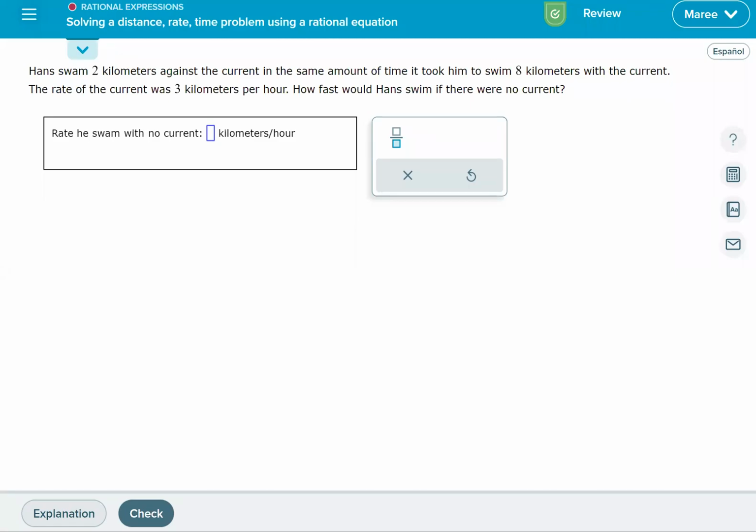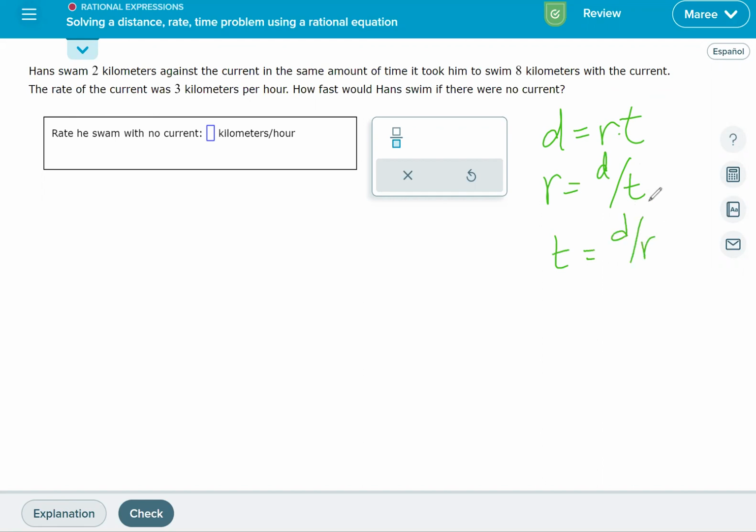This lesson is called Solving a Distance Rate Time Problem Using a Rational Equation. As long as you can remember that distance equals rate times time, you should be okay. And I do agree with trying to make a table to help us out. So if distance equals rate times time, then rate is going to equal distance divided by time, and time will equal distance divided by rate.